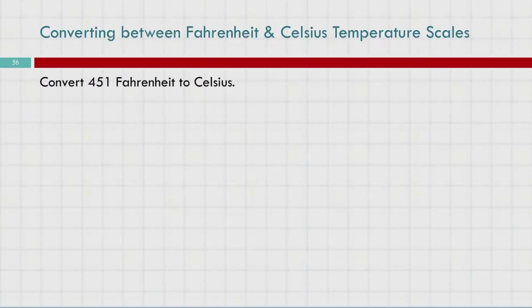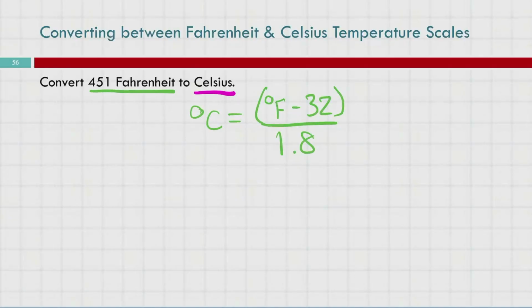Convert 451 Fahrenheit, or Fahrenheit 451, to Celsius. To do this, we'll need our conversion formula. The way that we were given it is degrees Celsius equals degrees Fahrenheit minus 32 over 1.8. Of course, this is set up to solve for Celsius, and we want to solve for Celsius. So it's perfect. We don't need to do anything. We just plug in our numbers.